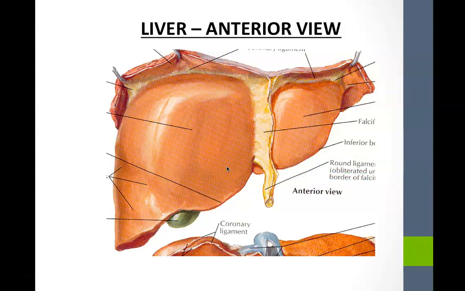Now let's move into some of our accessory organs of our digestive system, starting with the liver. So this is an anterior view, and we have 4 lobes of our liver. The right lobe, excuse me, being the largest. So here's our right lobe, this would be our left lobe.